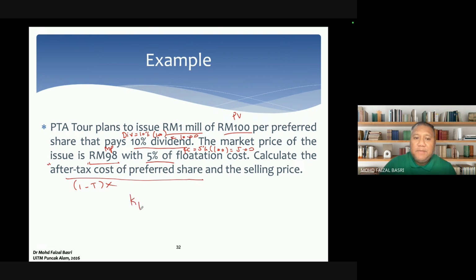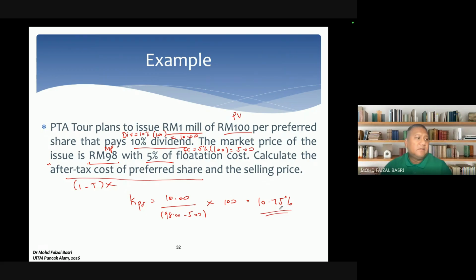So to find the KPS, okay, so the dividend kita dah define is 10 ringgit. Okay, so dividend is 10 ringgit. The market price is 98 ringgit. And the flotation cost is 5 ringgit. Okay, then multiply with 100 to get it in percentage. So it's 10 divided by 93 times 100. So we get 10.75%. Right, that's it. Itu je kita dapat the cost of the preferred stocks, 10.75.